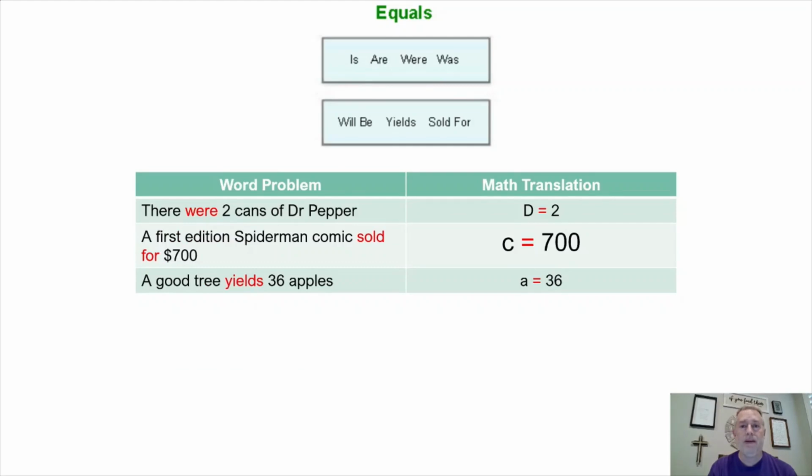Equal sign. Whenever you see is, are, were, was, those are all words that mean equals. Maybe sometimes you'll hear will be. Yields, that's an interesting one. There were 2 cans of Dr Pepper. So I just said D is equal to 2. A first edition Spider-Man comic sold for $700. So the comic was equal to $700. A good tree yields 36 apples. Y'all, those aren't words we're used to seeing, sold for and yields. So sometimes they get confusing. That's just another way that we say equals. Okay?